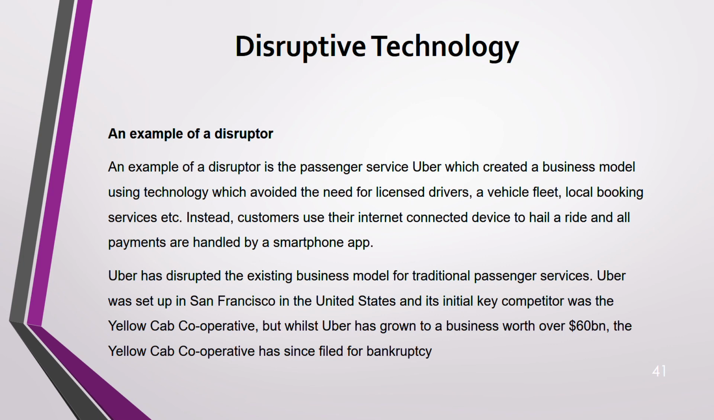This Uber, let me give a little background about this Uber. How powerful disruptive technology could be. Uber was set up in San Francisco in the United States. Initially, their key competitor was Yellow Cab Cooperative, right? But whilst Uber has grown to a business that is worth 60 billion US dollars, 60 billion, can you understand? At that time, Yellow Cab filed for bankruptcy. So you see how they have changed. The competitor suddenly becomes bankrupt and you are worth over 60 billion. This is the power of disruptive technology.